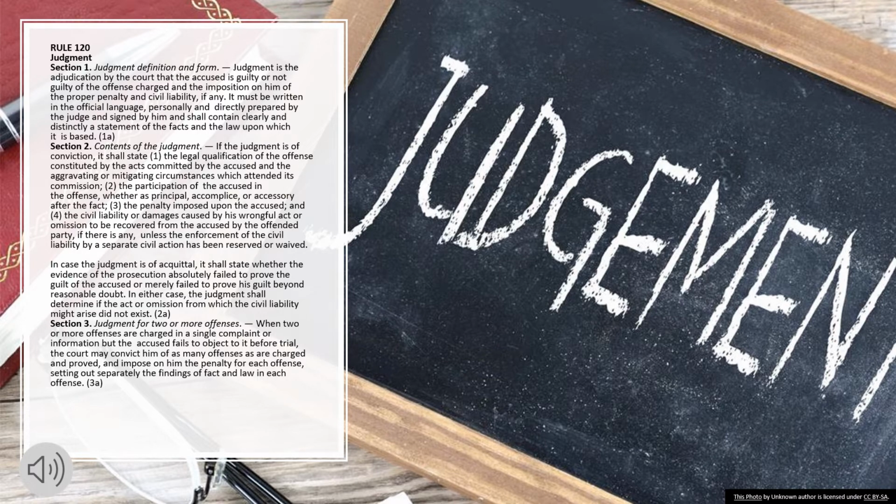Section 3. Judgment for two or more offences. When two or more offences are charged in a single complaint or information but the accused fails to object to it before trial, the court may convict him of as many offences as are charged and proved, and impose on him the penalty for each offence, setting out separately the findings of fact and law in each offence.